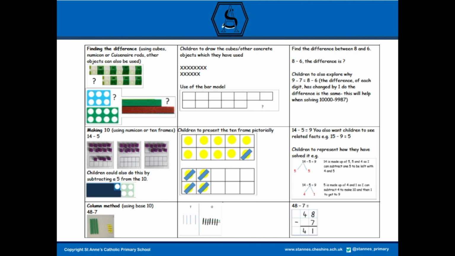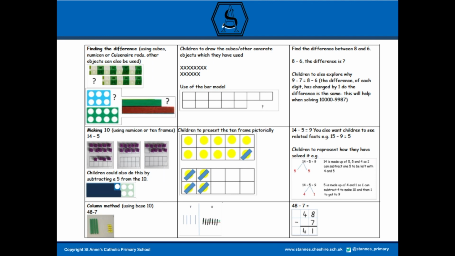Again, it can be done with the 1s. So partition the 5 into 4 and a 1. So when we take 14, subtract 4 to make 10, and then 1 more to get 9. And then, and only then, do we move on to the column method. Now again, this is generally started in year 1 and will continue into year 2.